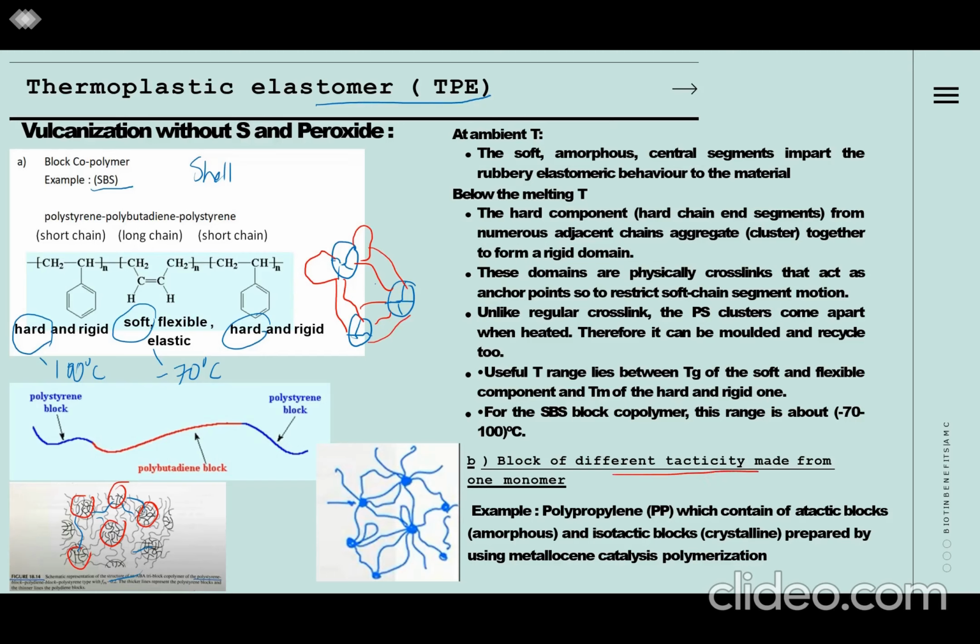We have also another type of thermoplastic elastomer that can be prepared from blocks of different tacticity from one monomer. For example, we have polypropylene, which contains atactic blocks, amorphous, which possess a soft and elastic nature. But syndiotactic consists of a crystalline part, which is hard and rigid, prepared by using metallocene catalyst polymerization.